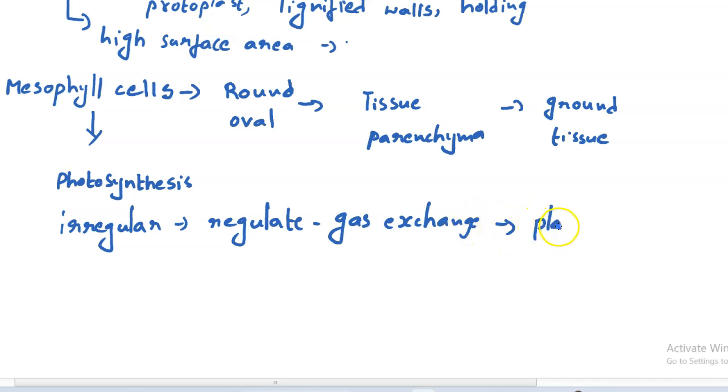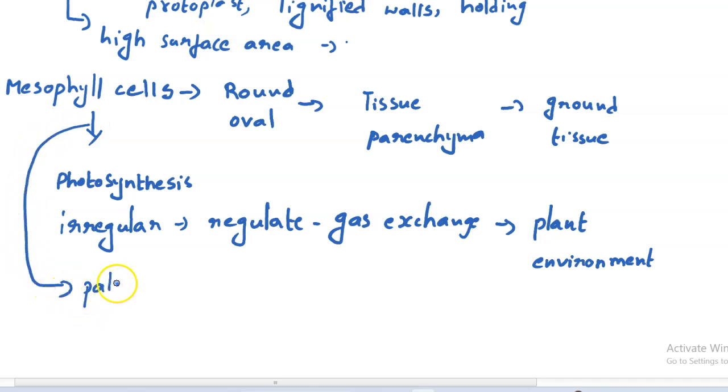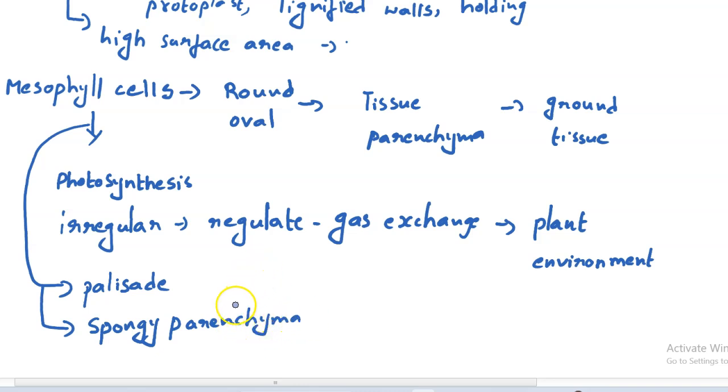In between the plant and the environment, exchange of gases, that is oxygen and carbon dioxide, occurs with the help of these mesophyll cells, which exist as two types. One is palisade parenchyma. The other one is spongy parenchyma. And in the example, we have spongy parenchyma only. In the lower surface of the leaf, we have this spongy parenchyma, which is involved in photosynthesis and regulation of gaseous exchange.